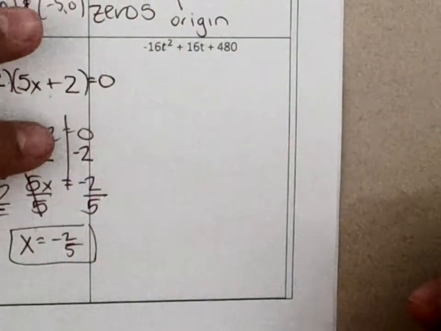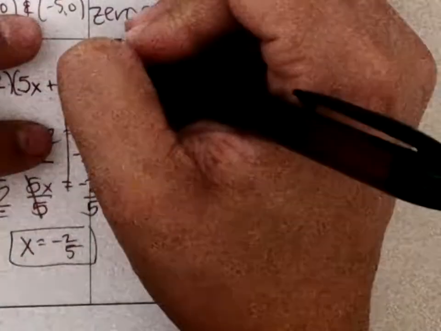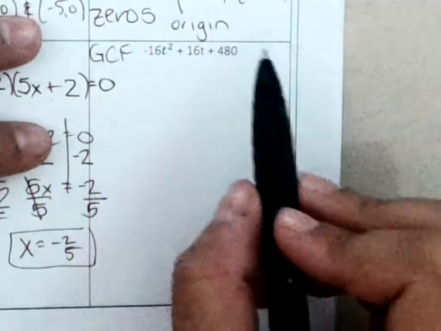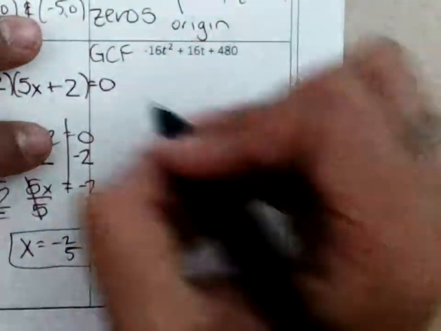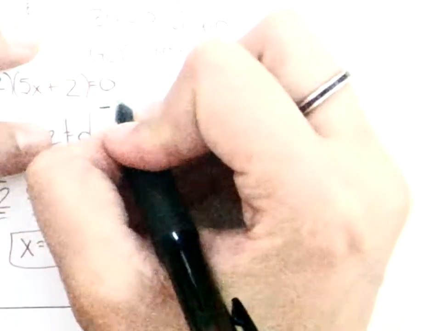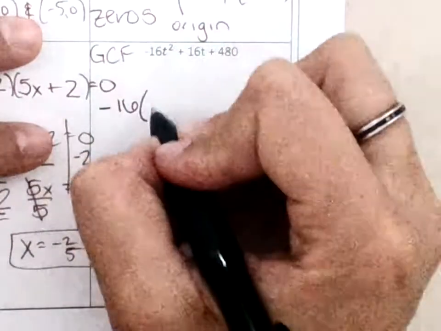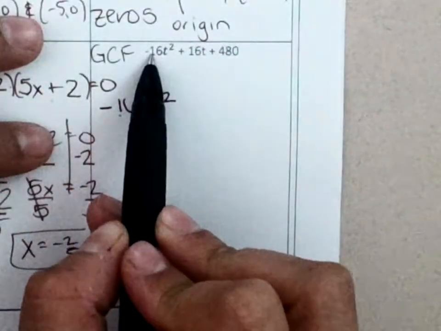In our last problem, we are going to be using the greatest common factor method again, and then using the box method. So I can factor a 16 out of 16, 16, and 480. So when I take 16 out, I'm going to take the -16 out, and this leaves me with t squared, because -16 times t squared gives me -16t squared.